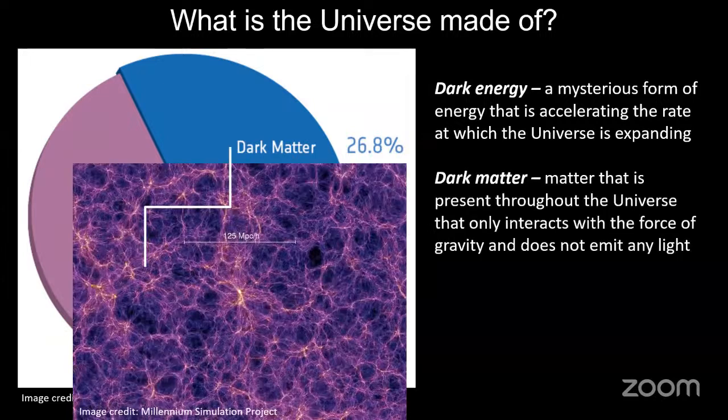The next largest fraction, roughly a quarter of the energy and matter in the universe, is something called dark matter. And the name is very appropriate. Dark matter is matter that is present throughout the universe, but it only interacts with the force of gravity and it does not emit any light. So we cannot observe it through telescopes that detect light, which is how we observe most things in the night sky and in the distant universe.